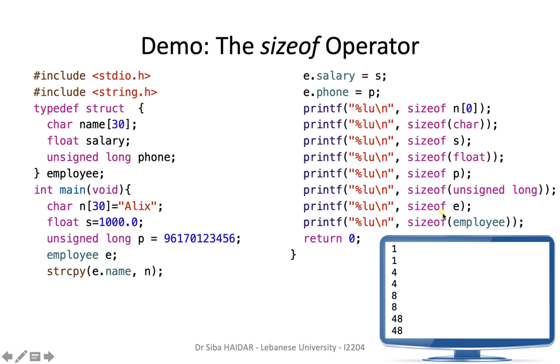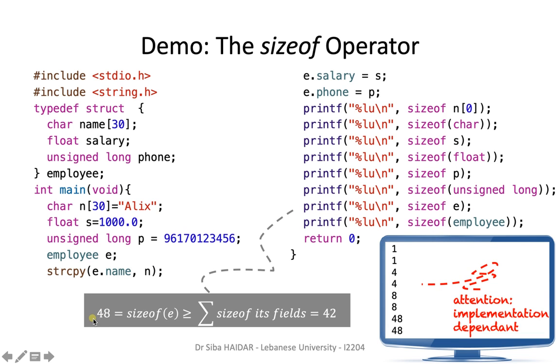This also will return the same answer, and it returned 48. So my floats are stored on 4 bytes, or 4 character size. My unsigned long uses 8, and the employee structure itself uses 48. Notice here that if you run this demo on your machine, you may get other values. So attention, it is implementation dependent, and this is the reason why we use sizeof instead of using the sizes actually. We ask the machine what is your size for a certain type.